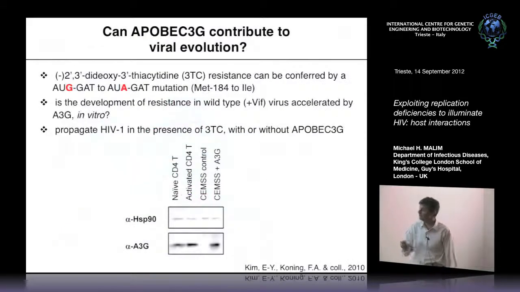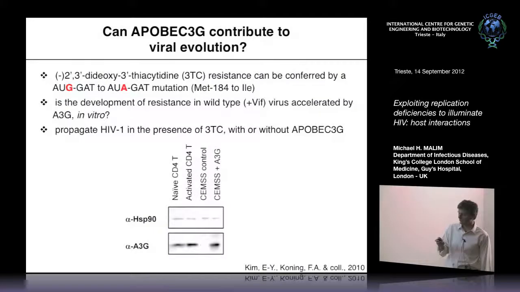And the system we decided to use to look at that in vitro was resistance to the drug 3TC. The major mutation that gives rise to 3TC resistance is at position 184 in reverse transcriptase, and that is the mutation of this guanosine residue to an adenosine residue, which changes methionine to isoleucine at this position, and this is actually an APOBEC3G consensus site. So we wondered whether the development of resistance to 3TC could actually be promoted by APOBEC3G, which would then help make the argument that APOBEC3G could be beneficial under some circumstances.